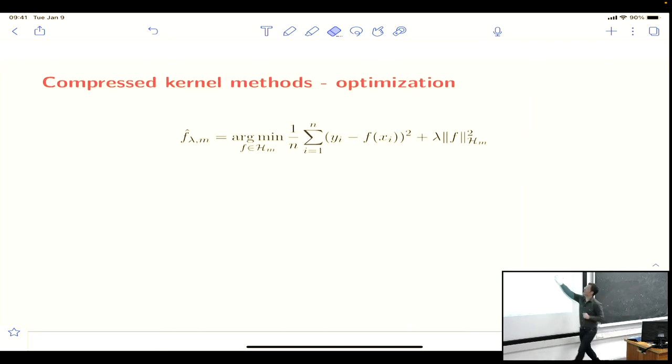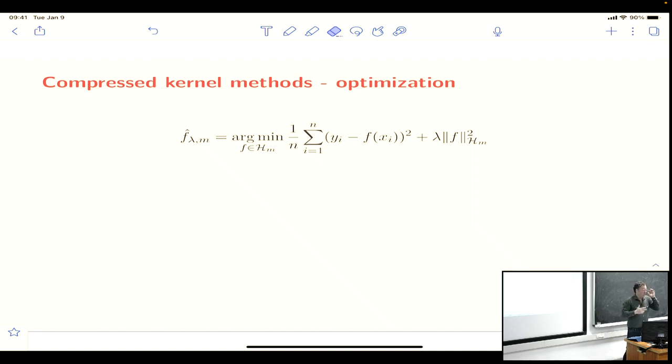And so my problem looks the same as before, but now I just have a smaller space. I still use all the data, though, okay? If you use less data, then it's tricky. But you still use all the data, but in a somewhat smaller space, okay? This is an idea that has a bunch of different names, called the Nystrom method. These are called centers, or inducing points.